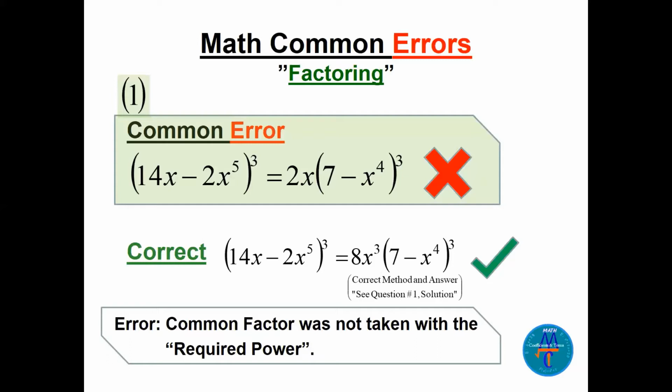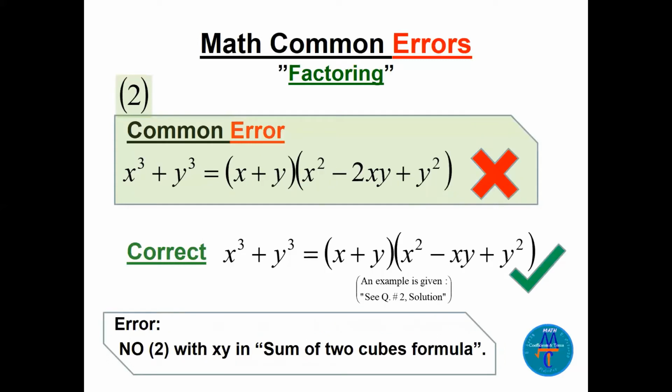Let's go to error number 2. If we have x cubed plus y cubed, many students or math users use this formula here. If you're factoring the sum of 2 cubes, they write x plus y, x squared minus 2xy plus y squared. That is a wrong formula. Now, the correct formula is very close. This is the correct formula down here. There is no 2 in this formula.